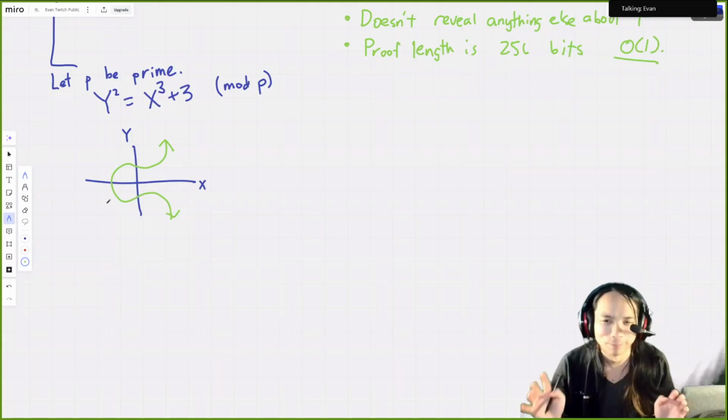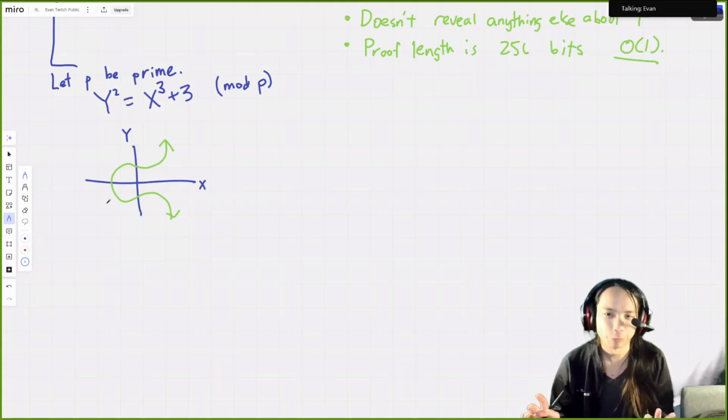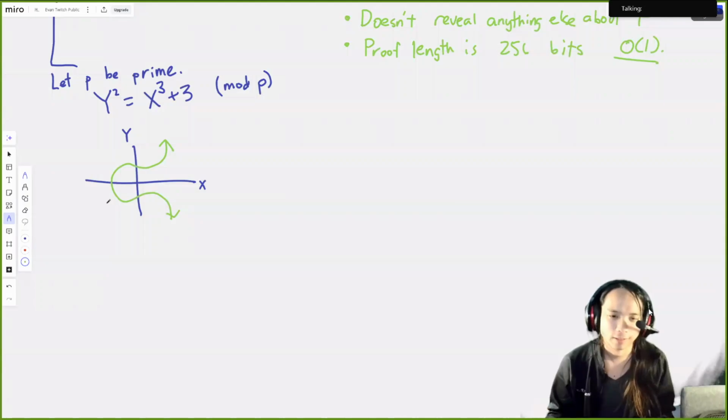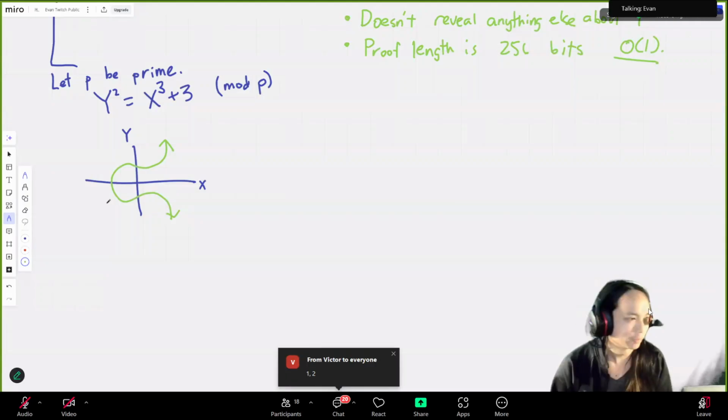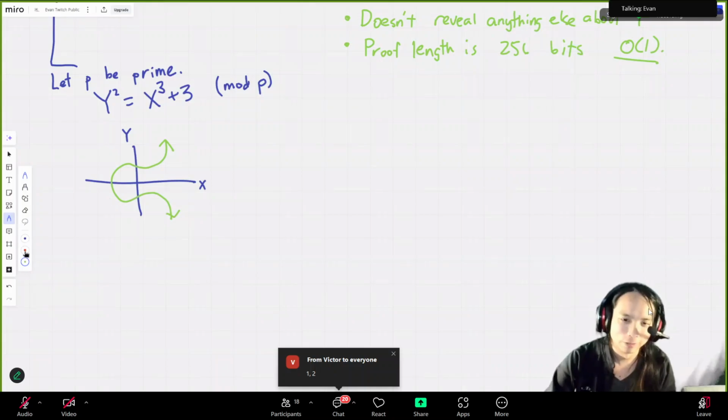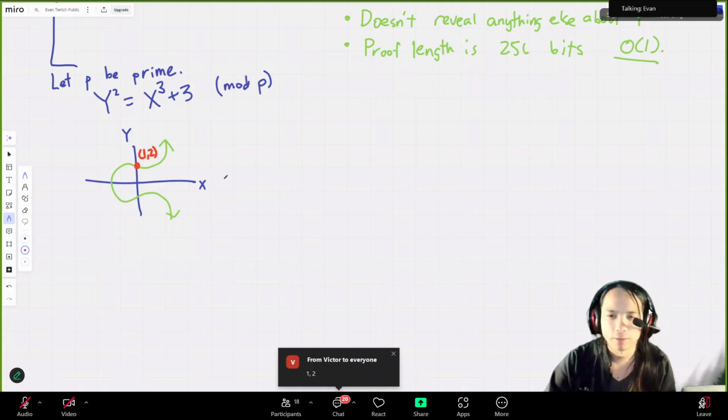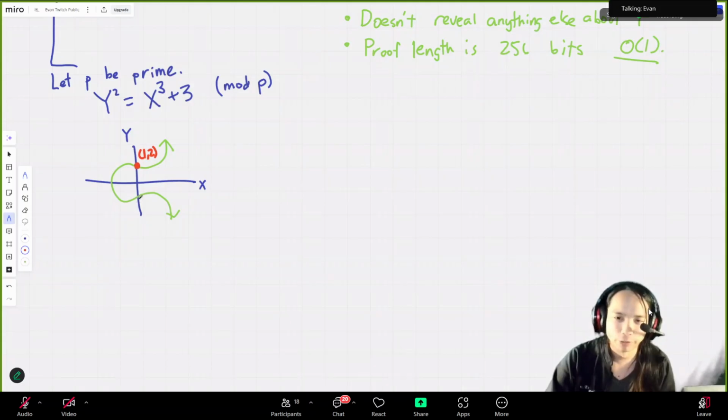Actually, why don't I make sure the audience is with me? Can anyone give me any example of a point that's on this curve? Let's say P is some really large prime. Cool. 1, comma 2. Are there any other small examples? Can anyone give me some other example of a point?